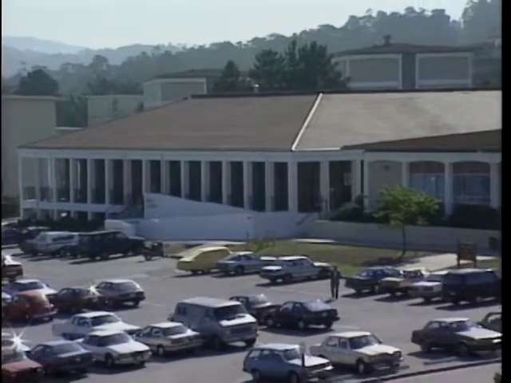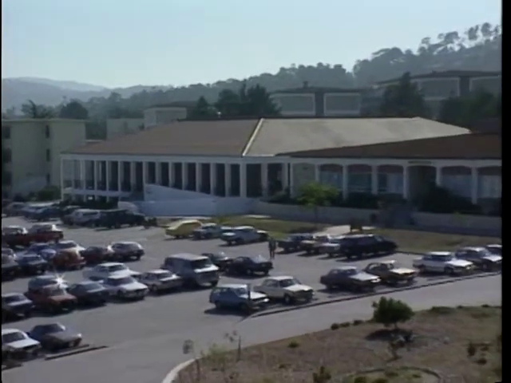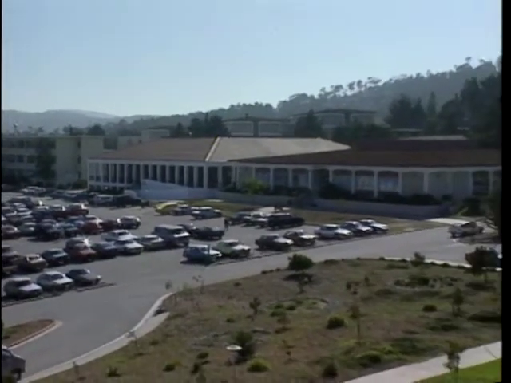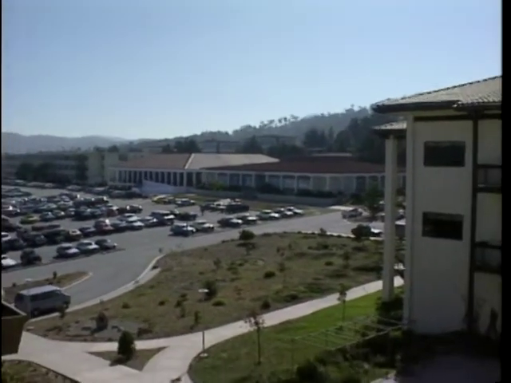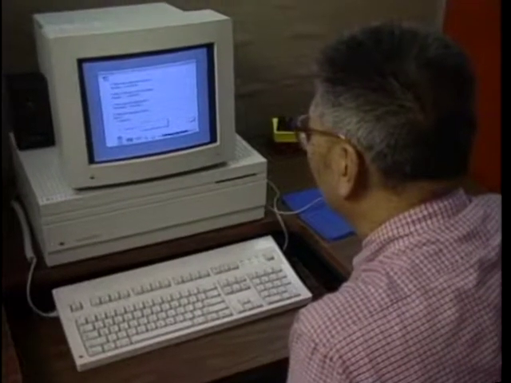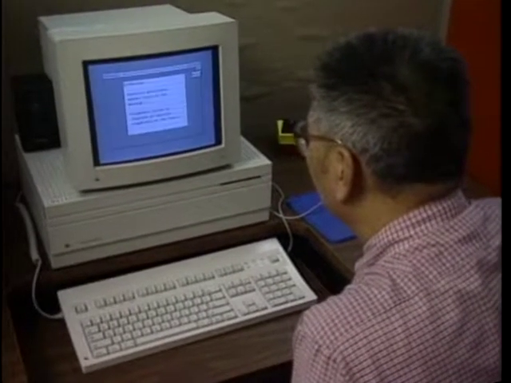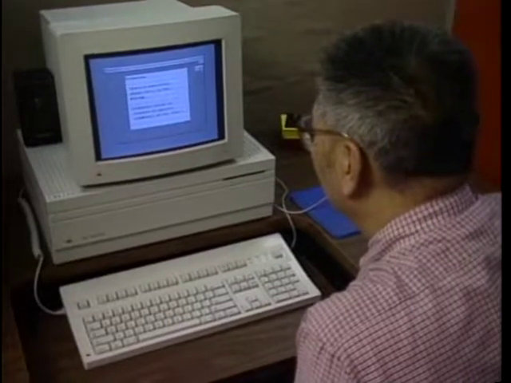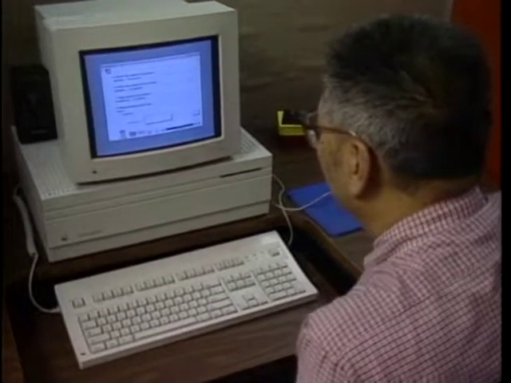The Foreign Language Center here in Monterey is one of the largest language training centers in the world, and it is also one of the most highly respected, due in large part to their innovative merge of human teachers and the latest in computer technology. For the Computer Chronicles, I'm Maria Gabriel.